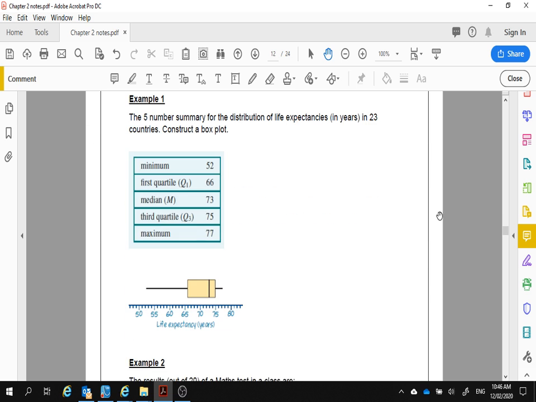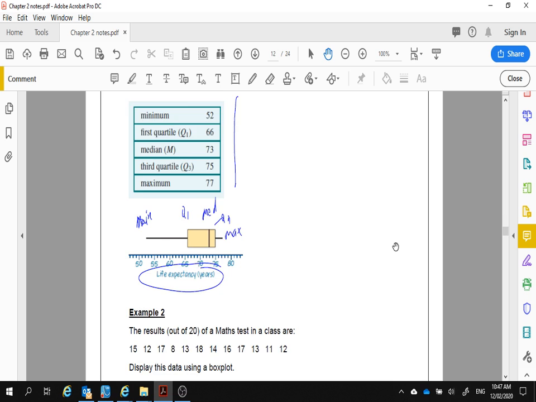Example 1, this is a 5-number summary for the distribution of life expectancies in years in 23 countries. Construct a box plot. So they gave us the 5-number summary. There's the minimum, 52. I like to write them as min, Q1, median, Q3, and the maximum. Q3 is there and the maximum is here. Okay, because the numbers are there, even write the numbers sometimes it's good, but you can see that it has the actual life expectancy in years there.